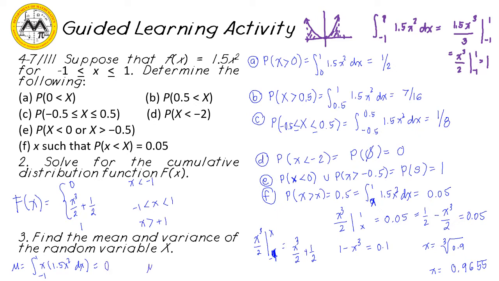For the variance, it is equal to the integral of x minus 0 squared times 1.5 x squared dx from negative 1 to positive 1. So the variance here is 3 over 5. You can do your manual calculation for this one to verify results.